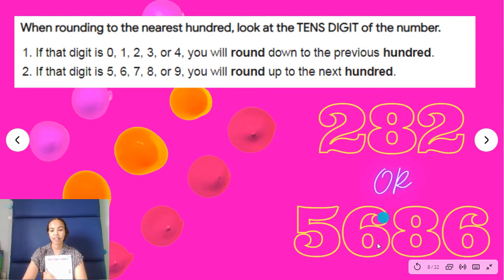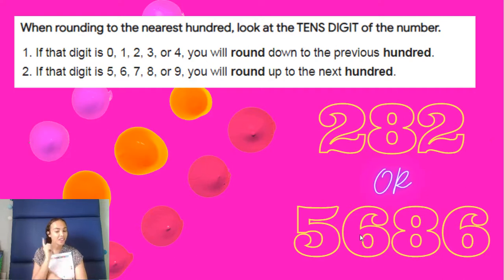5,686. Okay, I'm going to round to the nearest 100. My hundreds place is always the same. That's a 6. What's in my tens column? Is that 5 or more? Yes, it is. So, very, very close here. 5,700. Okay. 5,686 is closer to 5,700 than it is to 5,600. Okay. I hope that helps you.